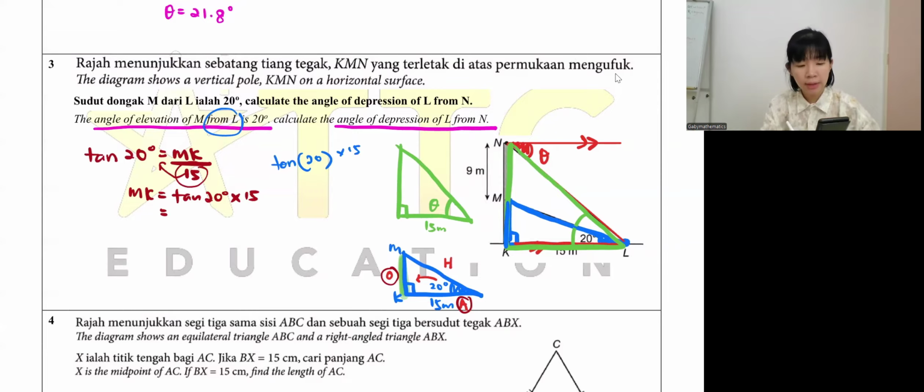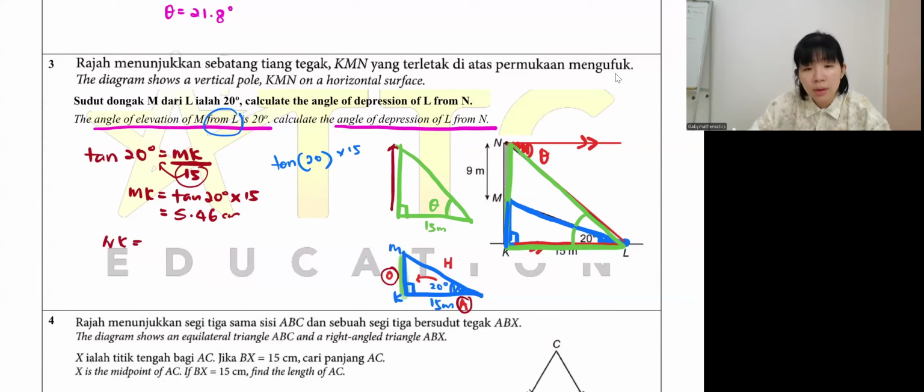So tangent 20 times 15, do you get 5.46? Yes, 5.46, two decimal places, in meters. Then what is the length of NK, the whole thing? 9 plus 5.46 is 14.46 meters.